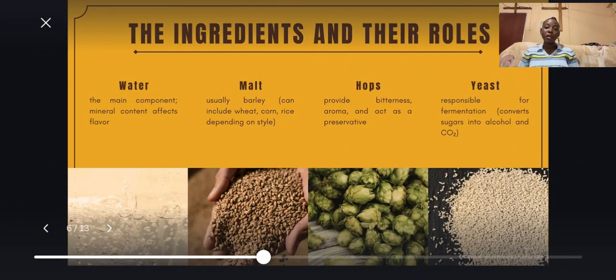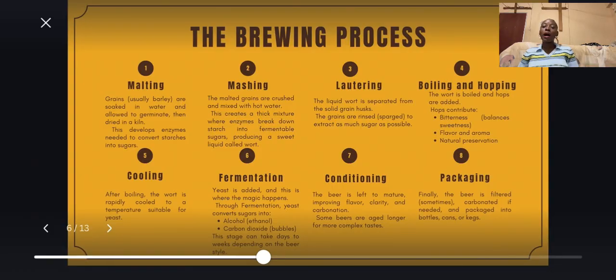We just talked about the ingredients and their roles. We are going to move into the brewing process. There are 8 main processes when we're talking about the brewing of beer. We're going to start with the malting stage. This incorporates the grains, usually barley, as I stated before, which are soaked in water and allowed to germinate. Then they are dried in a kiln, and this develops the enzymes needed to convert starches into sugars.